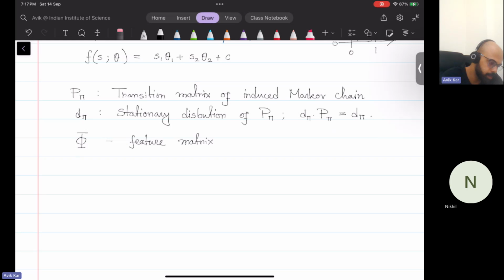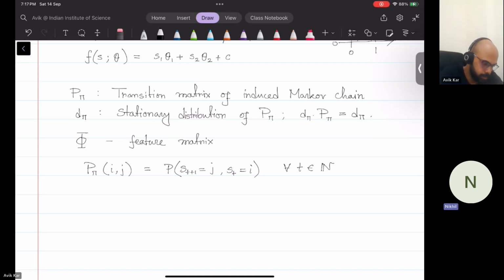Yes, here the process is definitely stationary. That means when I'm fixing a policy, the transition matrix P pi is such that P pi ij, the ith row and jth column, means the probability that s t plus 1 is j given s t is i. This is true for all t. So this is a stationary process, and the method is not applicable for non-stationary processes.